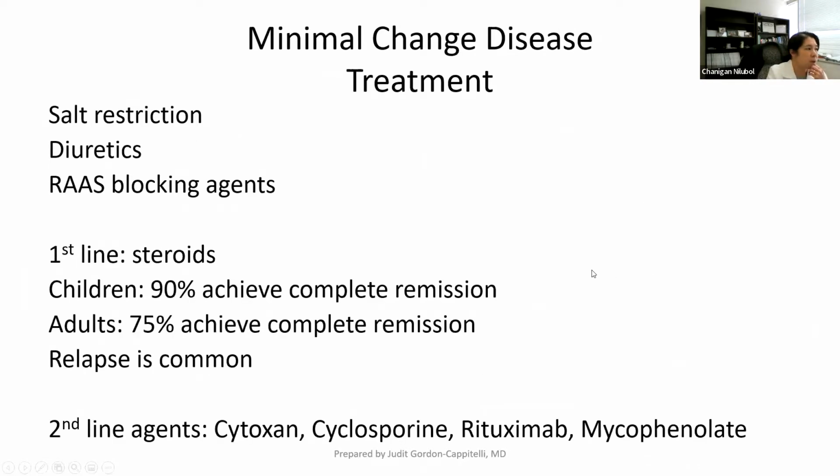So how do we treat them? A lot of these patients have fluid retention and edema, so in addition to diuretics, we must not forget that they have to restrict their sodium and salt intake. Otherwise, it's going to be very difficult to manage their edema. We would try to get them on a RAS blockade, either ACE, ARB, or mineralocorticoid antagonist. And the first line of treatment for minimal change disease, like I said, since there seems to be some immune process going on, is just a steroid.